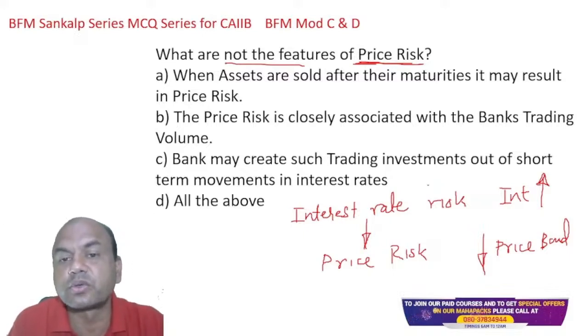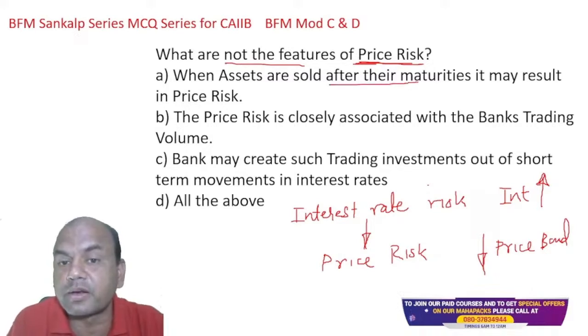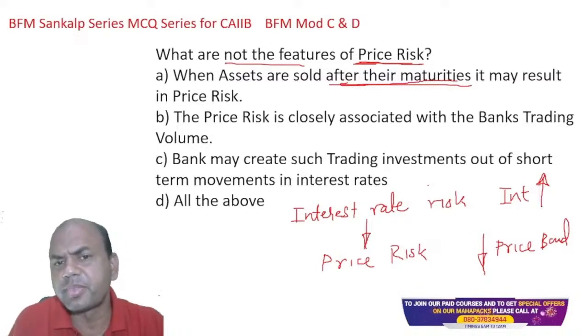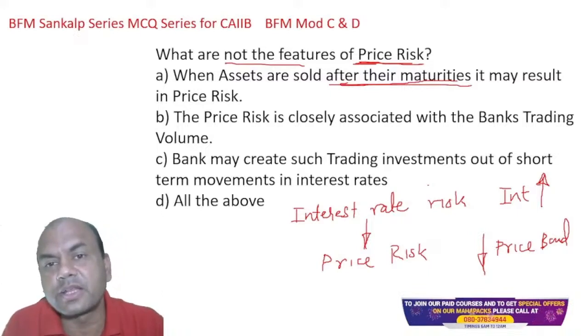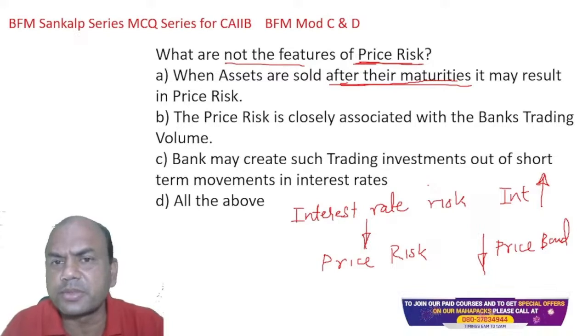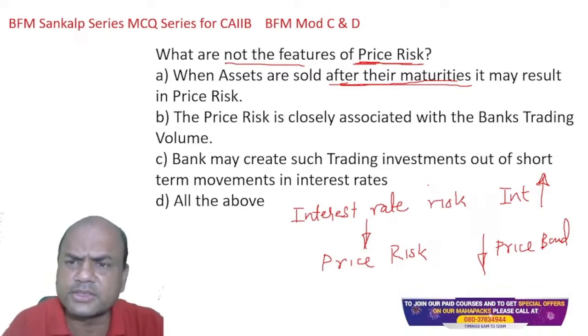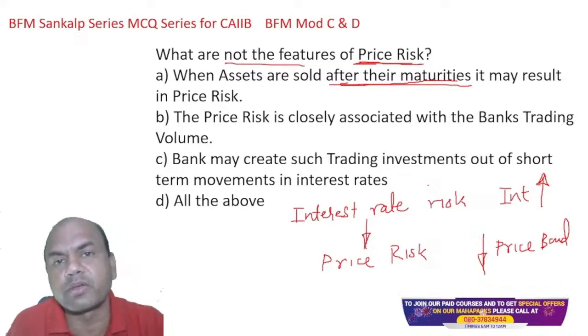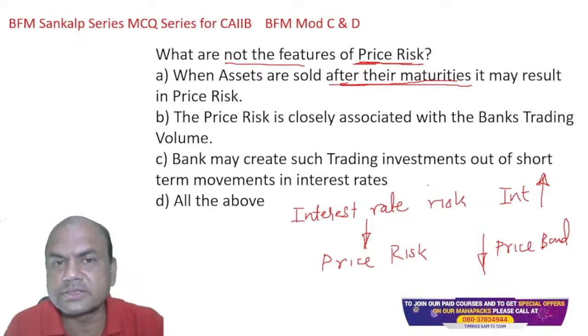When the assets are sold after their maturity, it may result in price risk. Is it so? When assets are being sold after their maturities, I'm holding those maturities with me, so the price may go up or down. Is it so? It will never, because after the maturity means whatever is the final amount, I've got it over there. Now, when do I take it? That's a separate aspect altogether.